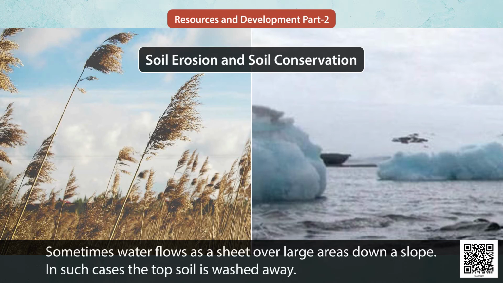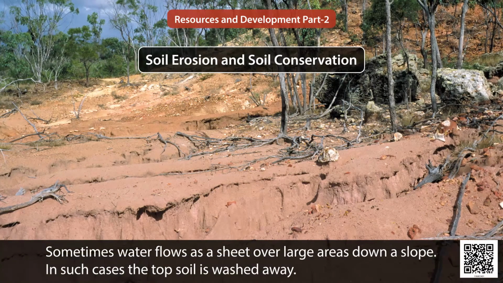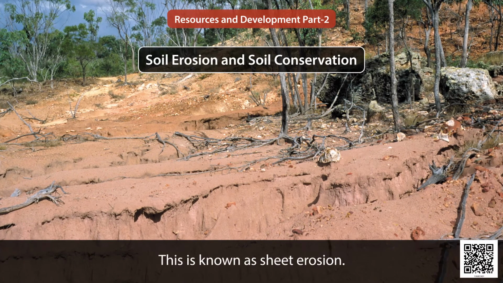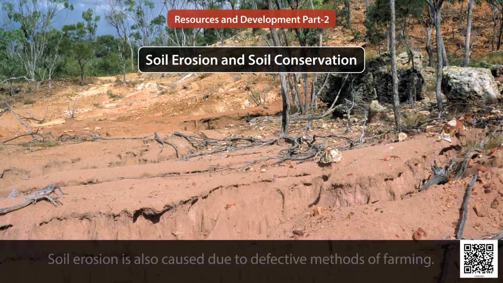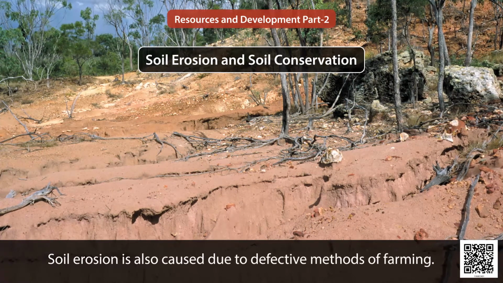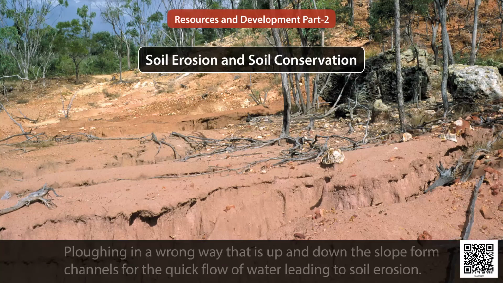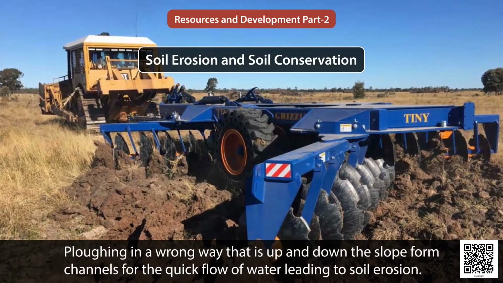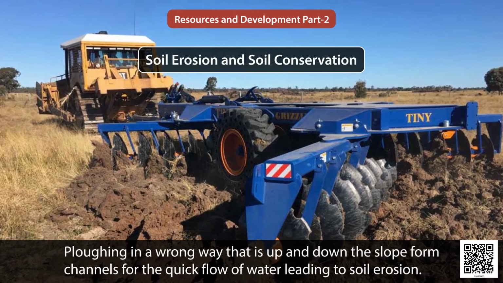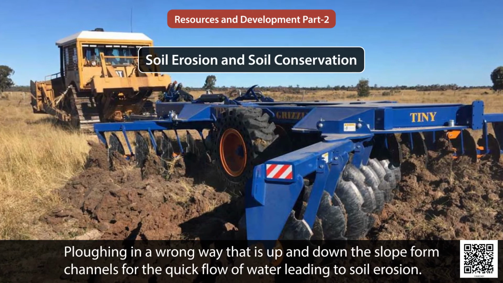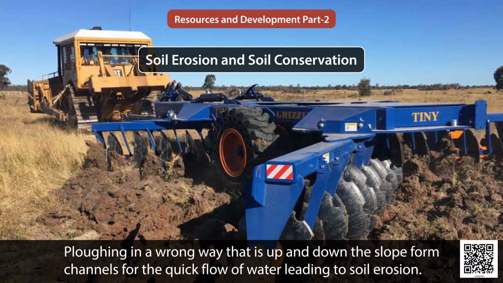Sometimes water flows as a sheet over large areas down a slope. In such cases, the topsoil is washed away. This is known as sheet erosion. Soil erosion is also caused due to defective methods of farming. Plowing the land in a wrong way, that is up and down the slope, forms channels for the quick flow of water leading to soil erosion.